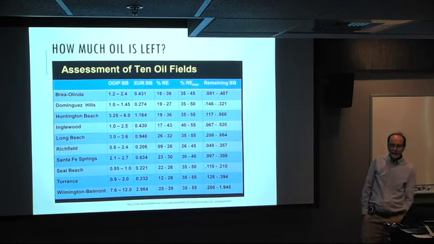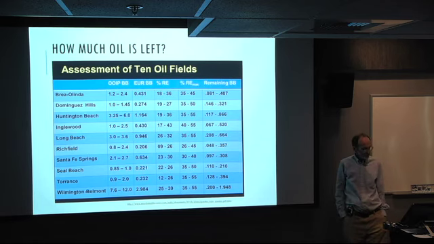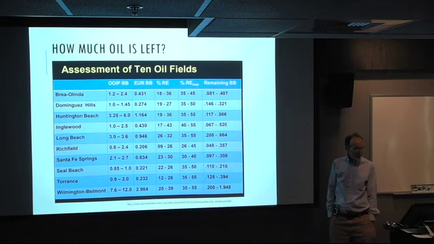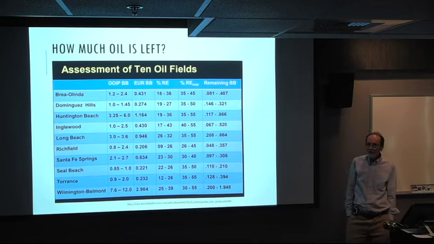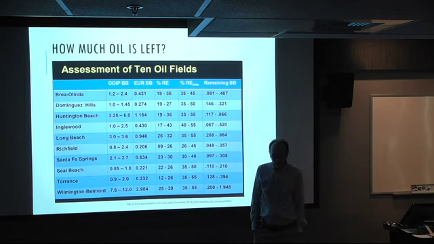So how much oil is left? A buddy of mine did this study out of the U.S. Geological Survey, an assessment of 10 oil fields. One of the things about producing oil fields is when you did it back in 1930, you didn't have a clue. And when you do it today, you have a clue. So we're much more successful at getting oil out of the ground now than we were 100 years ago. But a lot of the oil fields were done back in 1930. So a lot of the oil is still left in the ground.